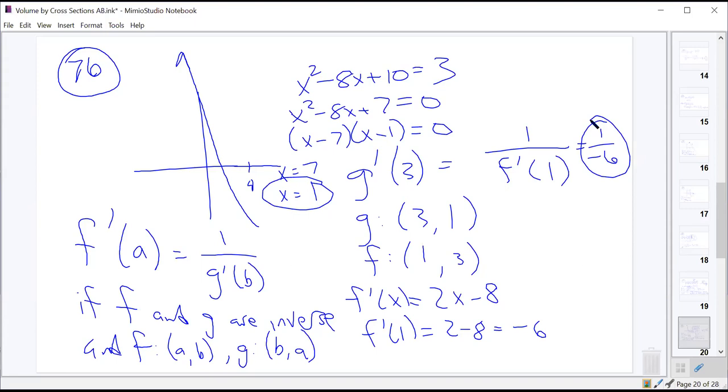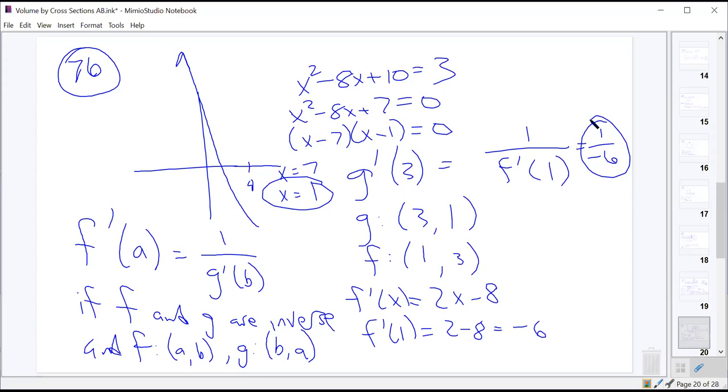Everybody else good? The inverse rule is a good rule to know. There is almost always one multiple choice question where you have to use the inverse rule. It usually shows up in like the last 3 questions of the multiple choice. I'm not guaranteeing that, but I would say 75% of the time it's in the last 3 questions. Will it be this year? I don't know. Might be. Usually it is. Good? Everybody good? Other questions?